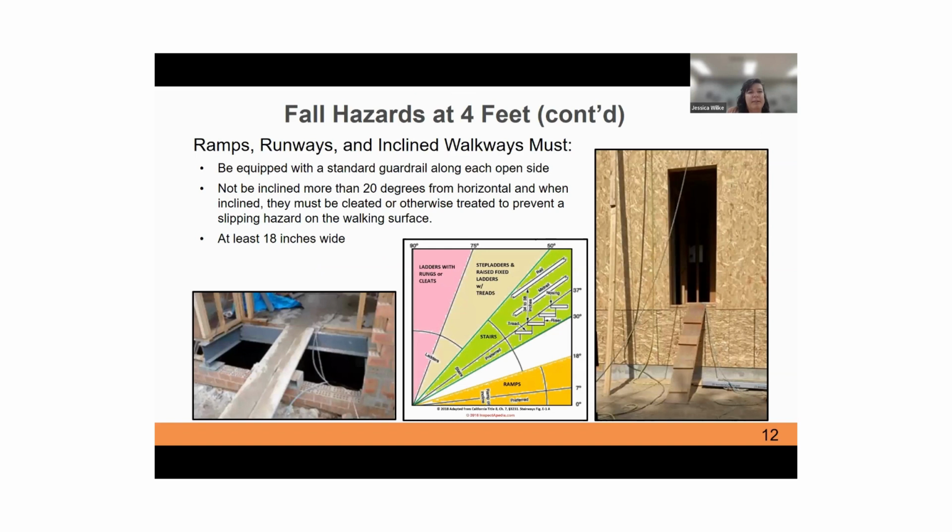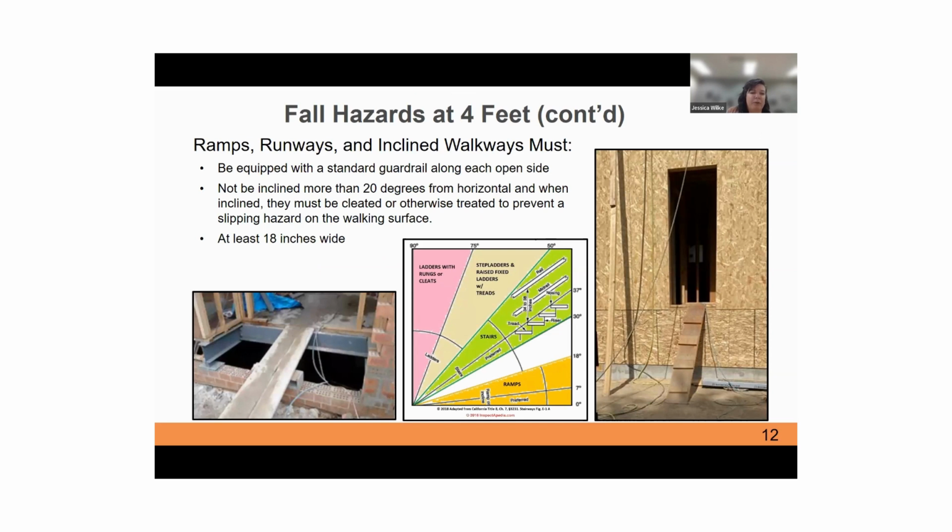Ramps, runways, and inclined walkways, if they are 4 feet or more above the level below, then they've got to be equipped with a standard guardrail on each open side. They can't be inclined more than 20 degrees from the horizontal, and have cleats so that you can prevent slipping, and be at least 18 inches wide.